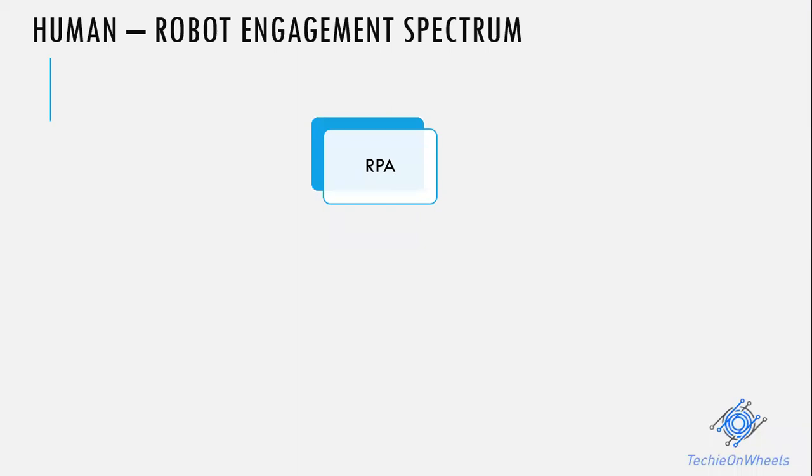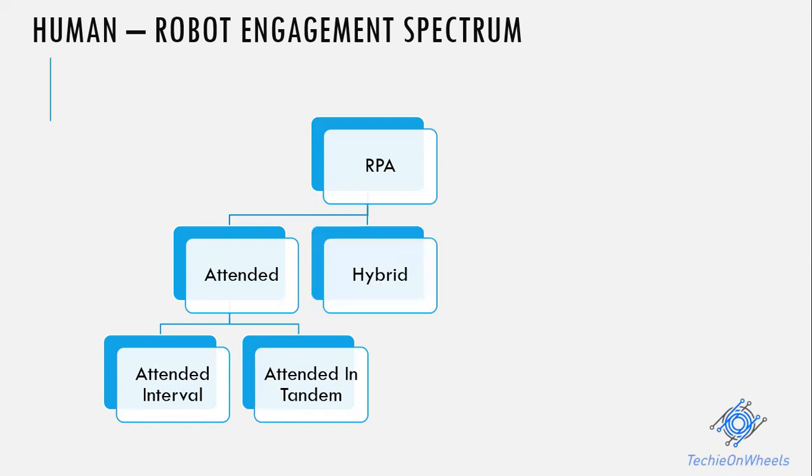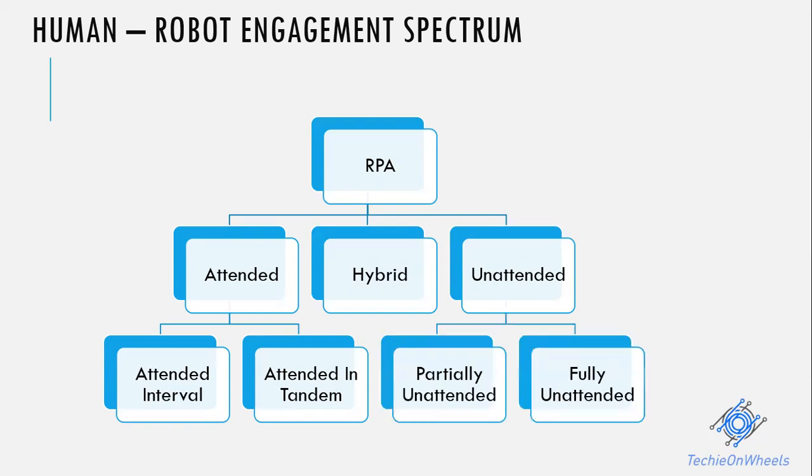So going ahead, additionally, apart from this broader criteria, we have subdivisions to these criteria as well. So when we talk about attended automations, in detailed way, we have two broad sub-criteria to it. One is attended interval, and then the other one is attended in tandem. Then we have hybrid, and then in unattended mode also we have two sub criteria, which is partially unattended, and then we have fully unattended. Let's look onto it in detailed way now.